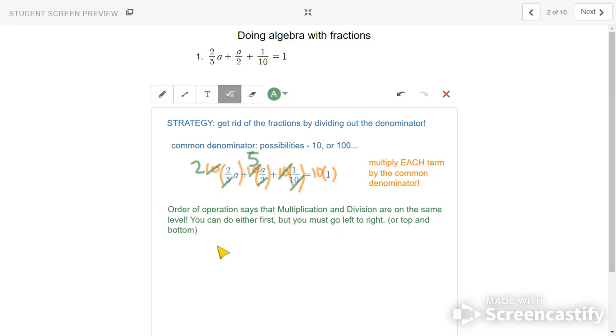So let's simplify. I'm going to rewrite what I have. 2 bracket 2a plus 5 times a plus 1 equals 10 times 1. Now, you may have already done this step in your head, and if you did, that's fine. Let's rewrite it in the simplified form. So 4a plus 5a plus 1 is equal to 10. Let's simplify again by collecting our like terms. 9a plus 1 is equal to 10.